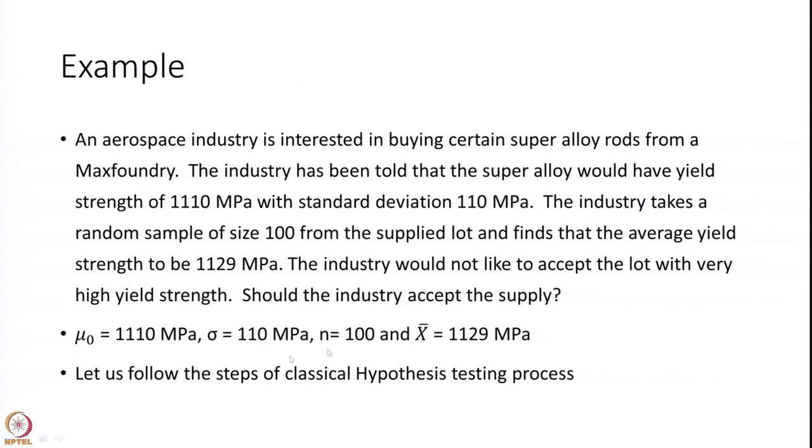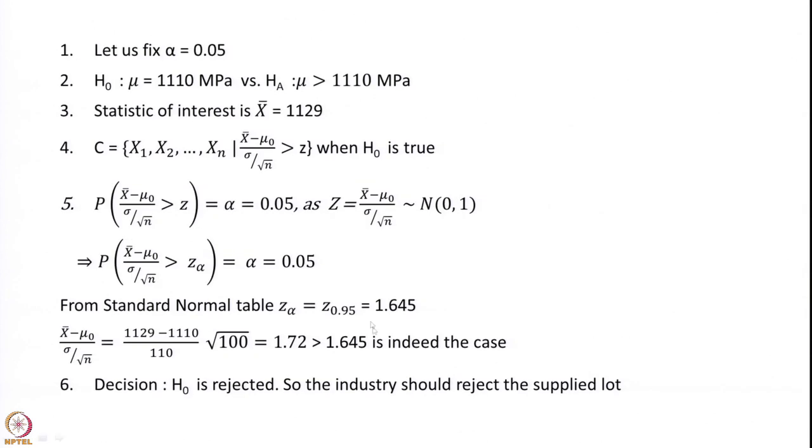So if we take the same example again, exactly the same example as before, and now we do the one-sided testing, in which the hypothesis is that the population mean mu 0 is 1110 MPa versus the alternate that the mean is greater than 1110 MPa. And at present we have found from our sample that the sample mean is 1129 MPa.